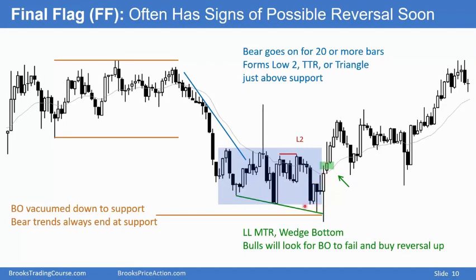You can also call it a wedge, 3 pushes down, 1, 2, 3, and the third push subdivided into 2 smaller pushes. The bulls will expect the bear breakout to fail, just like it failed here, and it's failing here, and it tried again here and reversed up violently. Bulls will look to buy for at least a couple legs up, 1 pullback 2, or 1 pullback 2.